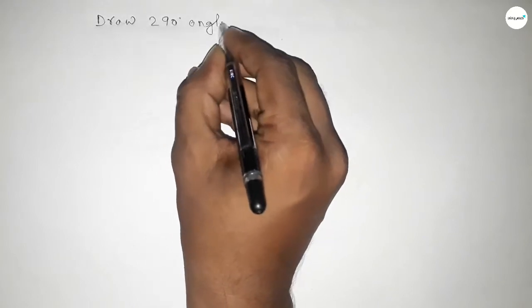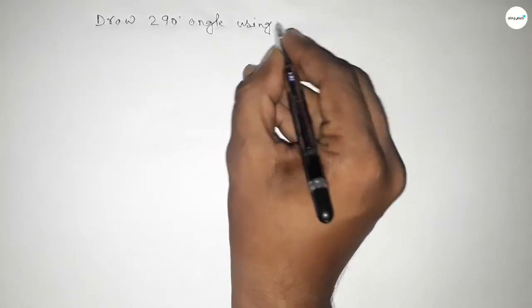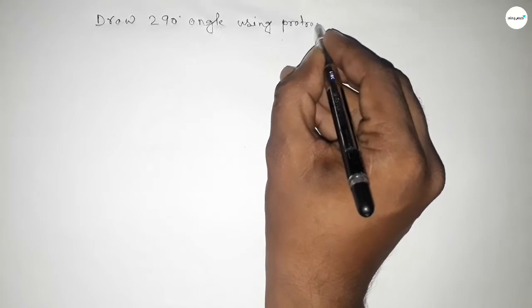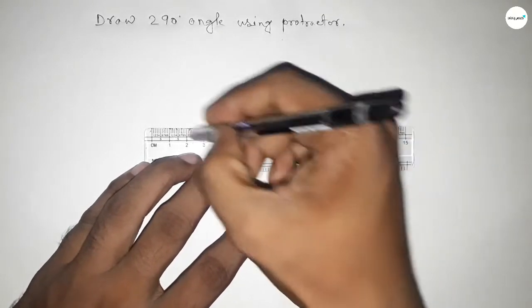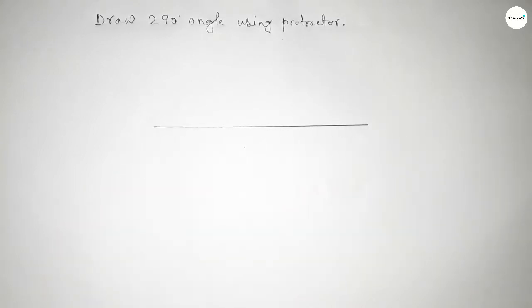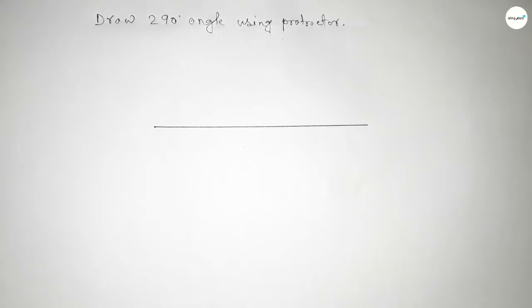Today in this video we have to draw a 290-degree angle by using a protractor. So let's start the video. First of all, we have to draw a straight line of any length. So first drawing here a line. Next, pointing out here to draw a 290-degree angle on this point.